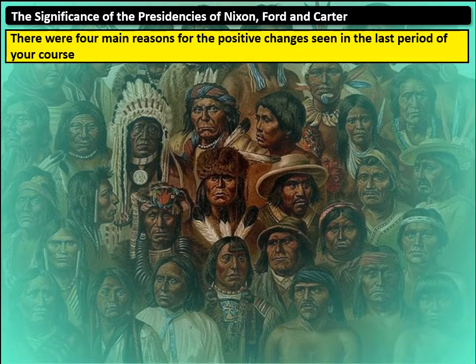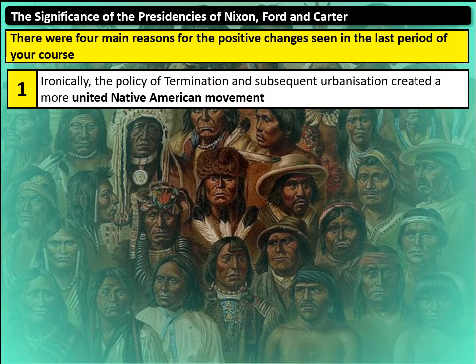During the 1970s, there are really four main reasons why we see some positive changes for Native American civil rights. The first of these reasons is that, ironically, the policies of the 50s and 60s, such as termination and the encouragement of urbanization amongst Native Americans, actually creates a more united Native American movement.